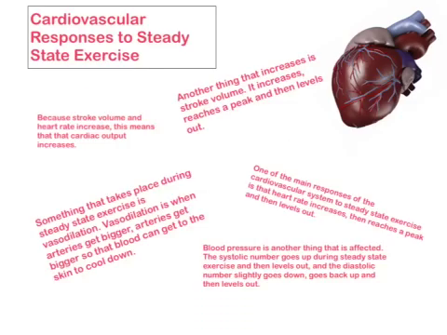These are the cardiovascular responses to steady state exercise. One of the main responses of the cardiovascular system to steady state exercise is that heart rate increases. Another thing that increases is stroke volume. Because both heart rate and stroke volume increase, this then means that cardiac output increases. Blood pressure also increases. The main reason why heart rate, stroke volume and blood pressure increase is to keep up with the body's demand for oxygen.